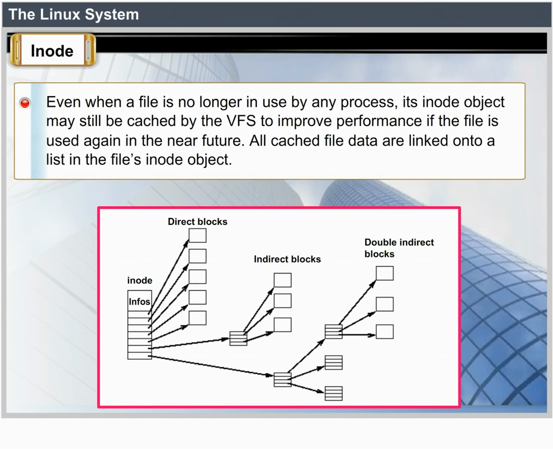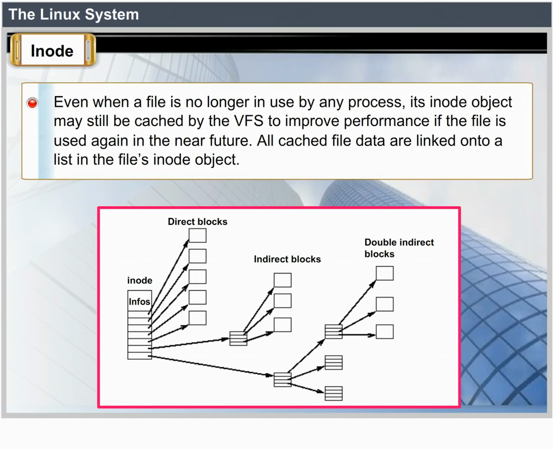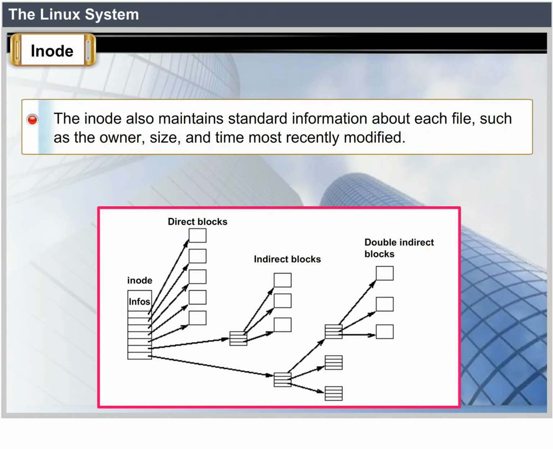Even when a file is no longer in use by any process, its inode object may still be cached by the VFS to improve performance if the file is used again in the near future. All cached file data are linked onto a list in the file's inode object. The inode also maintains standard information about each file, such as the owner, size, and time most recently modified.